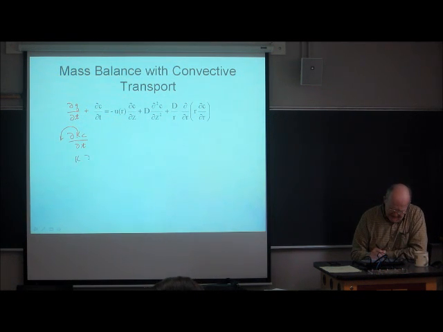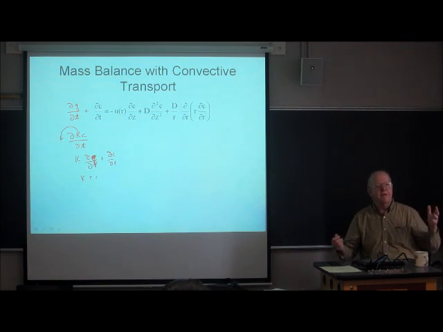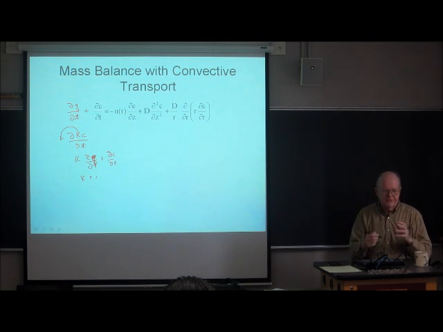So you have K times dC/dt plus dC/dt. Well, that's just K plus 1. That's not a problem. This doesn't make the equation any harder to solve at all. It's the same problem.